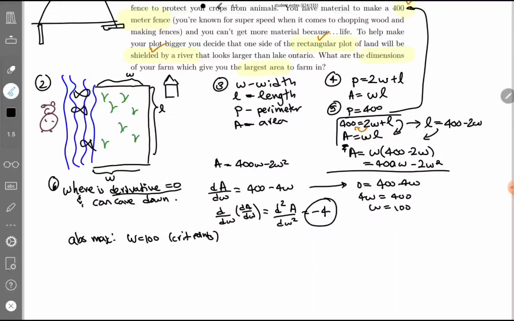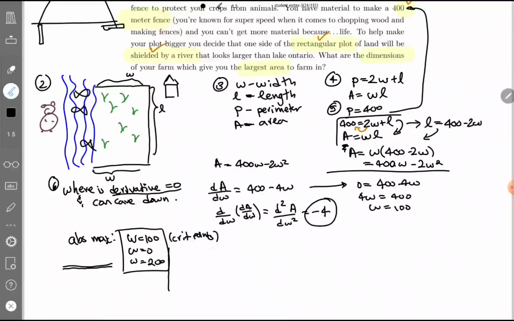But also we need the endpoints of our interval. What's the smallest our w can be? Our w can be 0. So we'd have basically a fence that is massively long but has no width. This would obviously have 0 area. And if instead we make our fence sideways, remember that we have 2 widths, so the max width can be 200. So these are all 3 places that we need to test in order to calculate whether we have an absolute max or not.